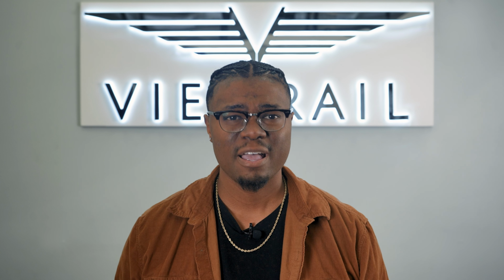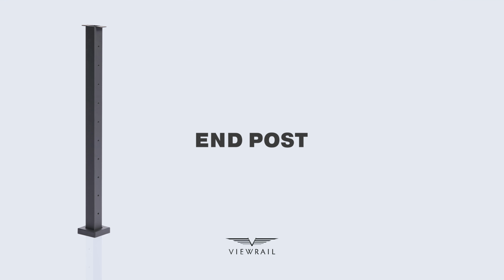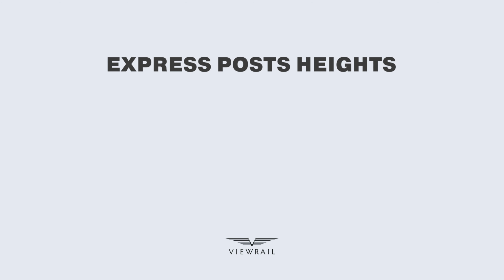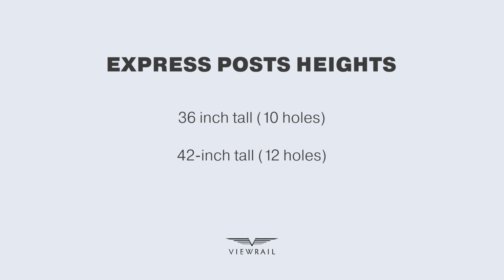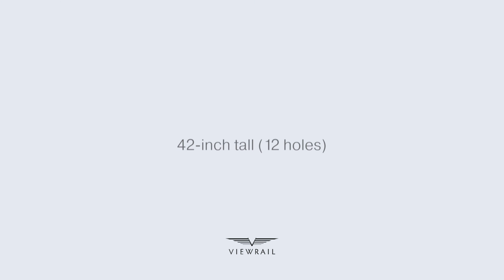Choose your post. There are 3 types of express posts. End posts are used at the start and end of a run of railing. Corner posts are used to turn a level corner with a single post. Line posts are used between ends and corners to keep your railing strong and up to code. Express posts come in 2 different heights: 36 inches, which has 10 holes, and 42 inches, which has 12 holes.